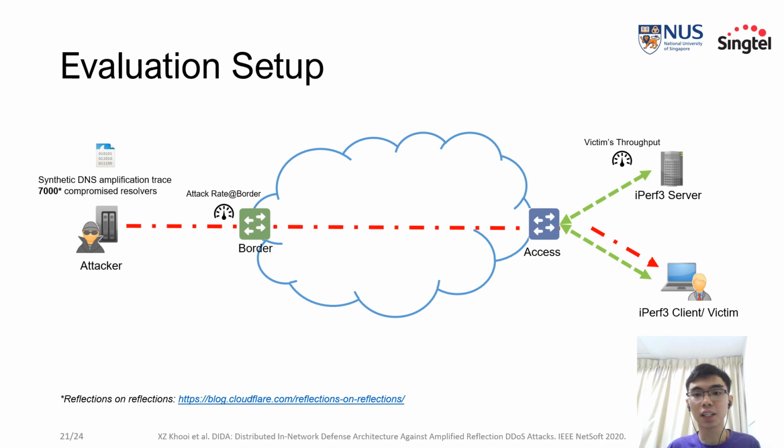So when there is an attack, the mitigation mechanism would take place. The access would be generating notification packets towards the border in order to notify the border to drop specific traffic. Here, we measure the control message overhead. Upon mitigation, we would measure the effective attack rate towards the victim.